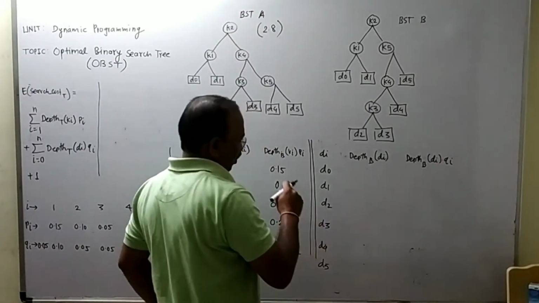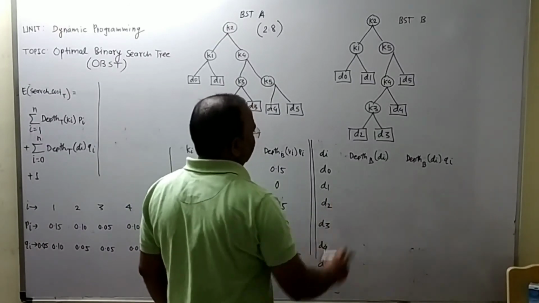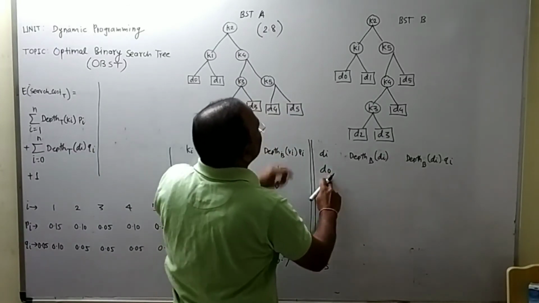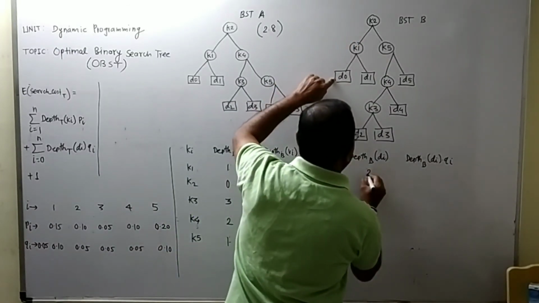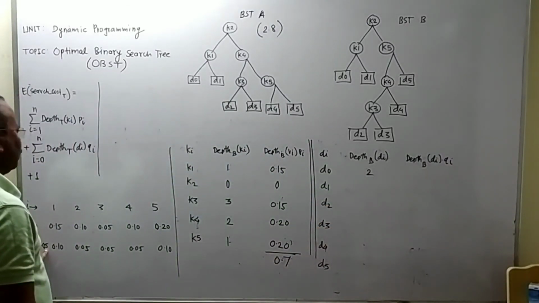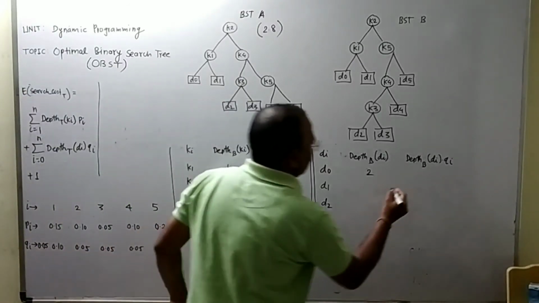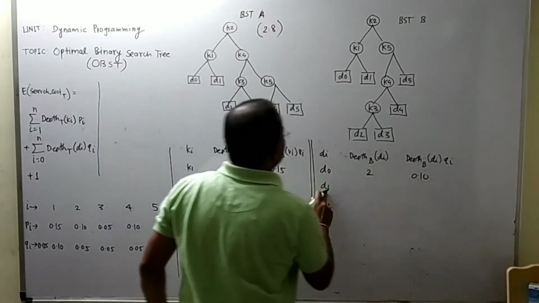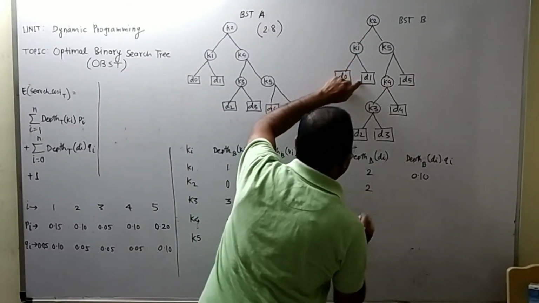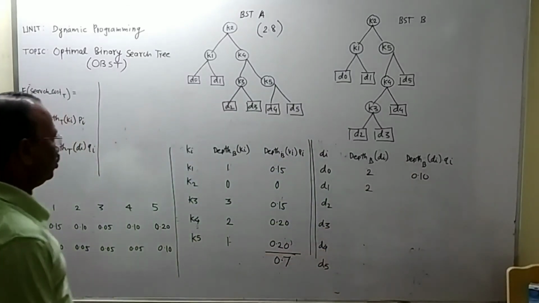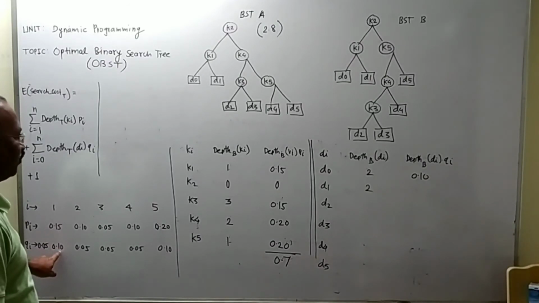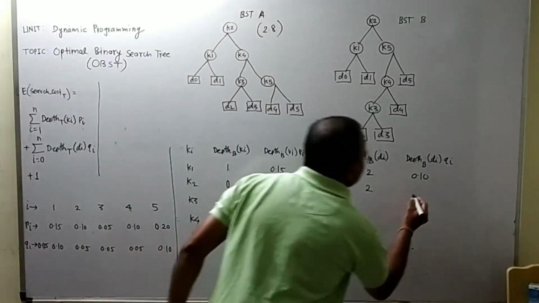Similarly, try to solve this table using the same BST-B. The depth of D0, 0, 1, 2, that is 2. Multiply this 2 with the probability of D0, that is 0.05. It gives 0.10. Then the depth of D1 is 2 again, 0, 1, 2. Multiply this 2 with the probability of D1, that is 0.10, meaning 0.2.